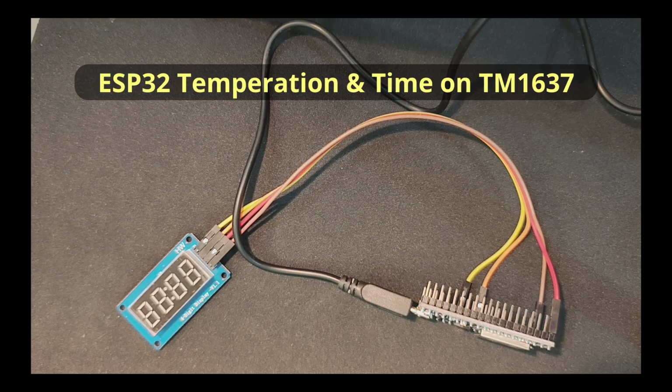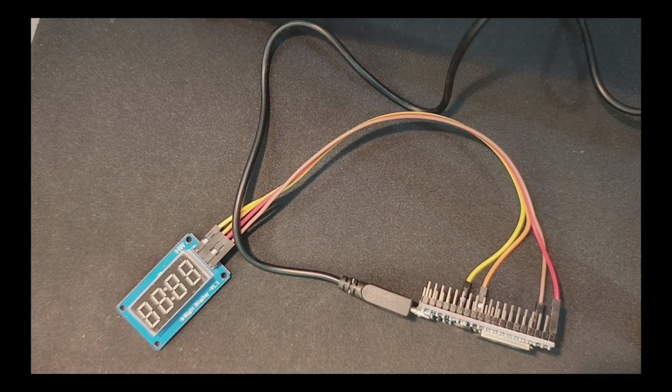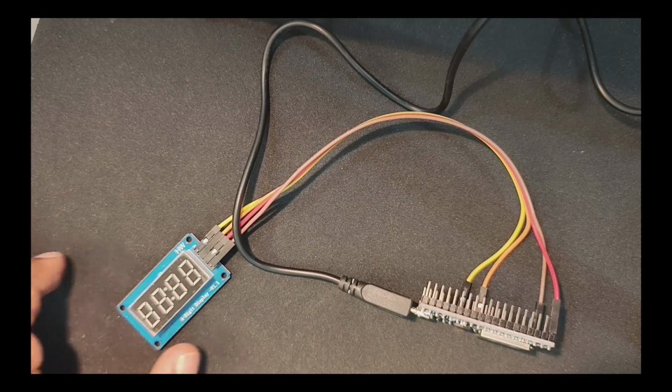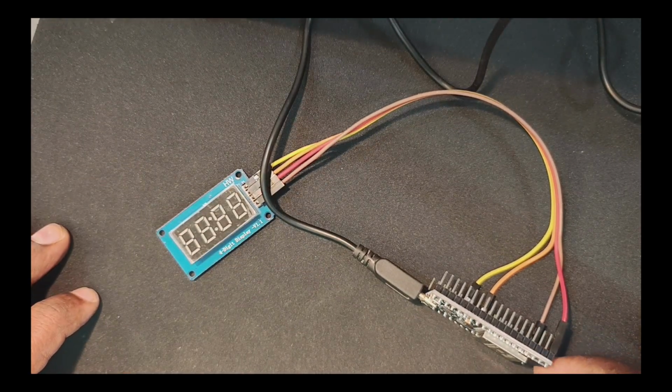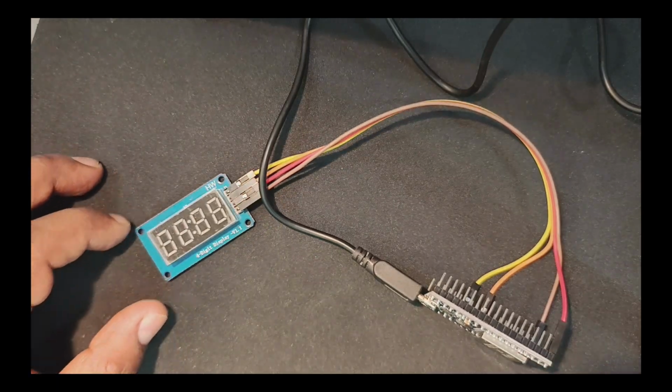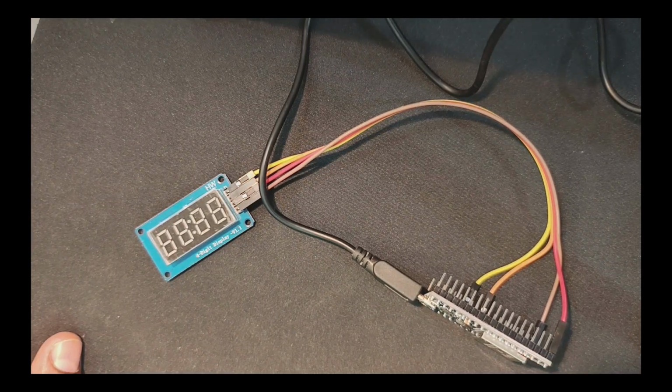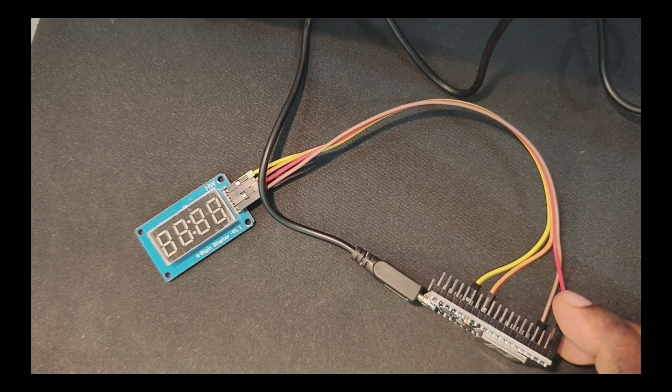Today we are going to see how we can use ESP32 to display the current local temperature on the TM1637 module. This is in continuation with the previous video where we displayed the local time, extracted from the network over Wi-Fi, on the TM1637. In this video we are going to use the same setup.